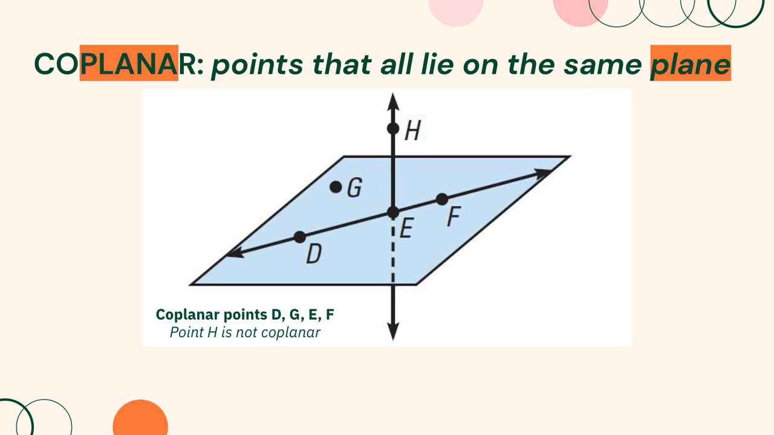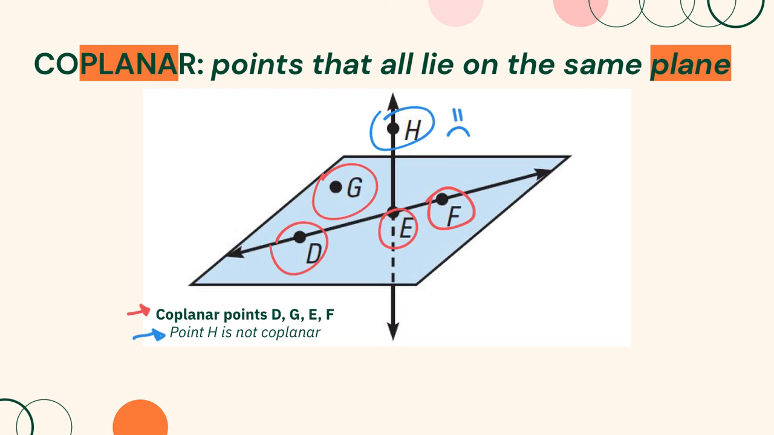Two more vocab words that we'll talk about occasionally that are just good to know. One of them is coplanar. That means all the points are on the plane. So H, that's way up here in the sky. That's why it's not coplanar. But the other points are on the plane, D, G, E, and F. And so that's why those points are coplanar.